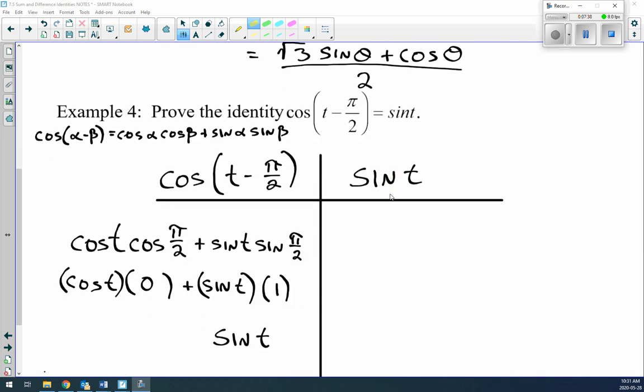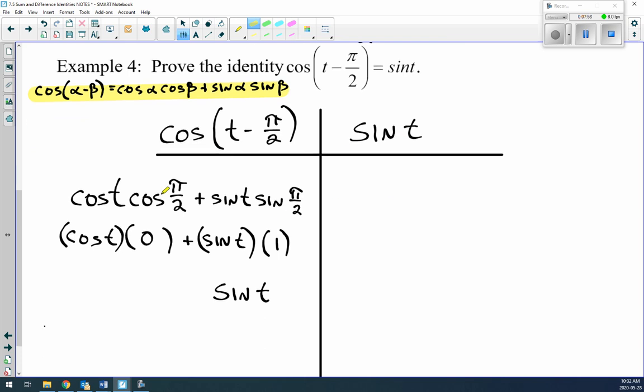Example 4. Prove the identity cosine of t minus pi over 2 equals sine t. So what are we going to use? Well, if you notice, it's a subtract, so we're going to use cosine of alpha minus beta. So there's the formula right there we're going to use. Yeah, that's the one. We just got that from our formula sheet. Left side equals right side because we're doing a proof, right? So we got this. We got sine t.